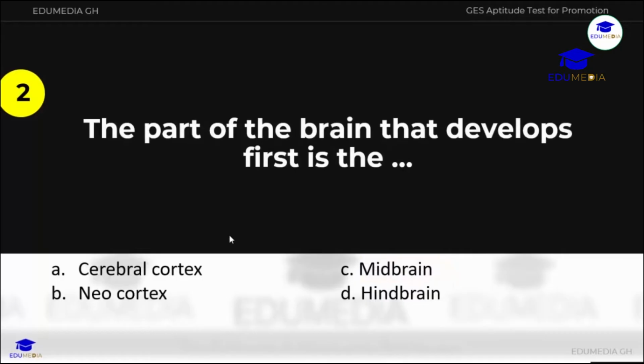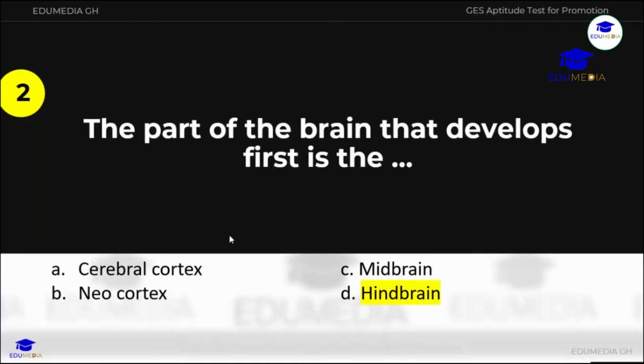Question number 2. The part of the brain that develops first is the A. Cerebral cortex, B. Neocortex, C. Midbrain, and D. Hindbrain. The correct answer here is D. Hindbrain. The hindbrain is also known as the basal ganglia.